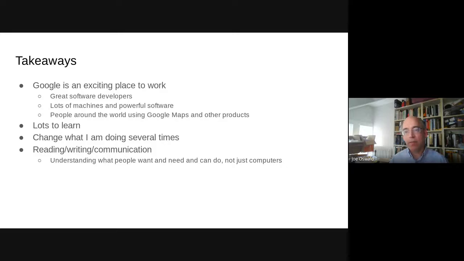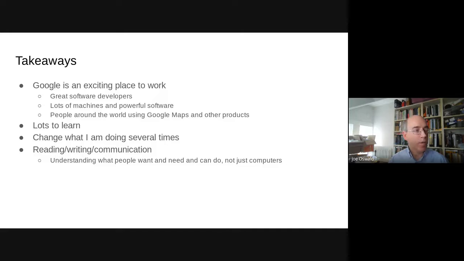So hopefully, I've given you an idea that Google is an exciting place to work, and some of the nice things about it are there are many, many great software developers that I get to work with. There's an enormous amount of machines and powerful software that's available to solve my problems. And people around the world use Google Maps and other Google products, and that really is a good feeling. You can talk to people about working for Google, and almost everybody can say, "Oh, I use Google all the time," or "Oh, it's so handy to be able to use it to get to where I want to go or discover things on the map." And that's really a good feeling to know that you're making at least a small difference in the lives of people in the real world.